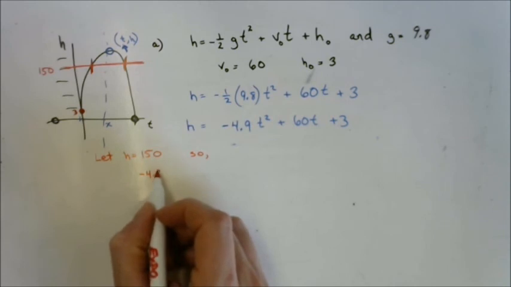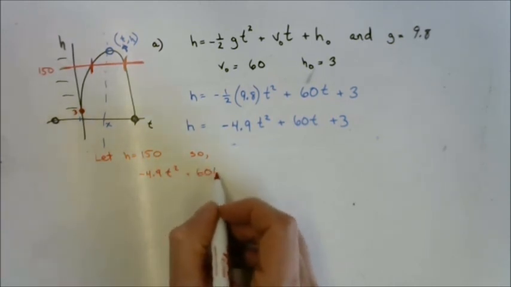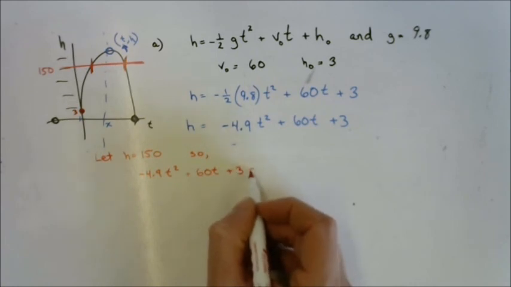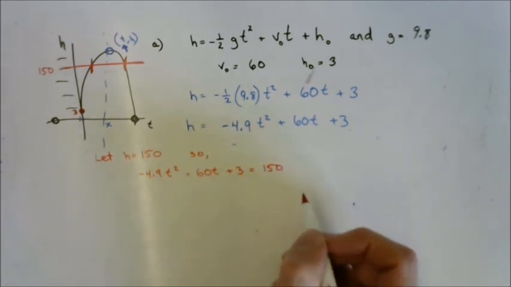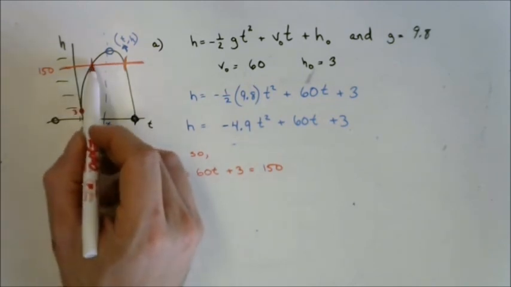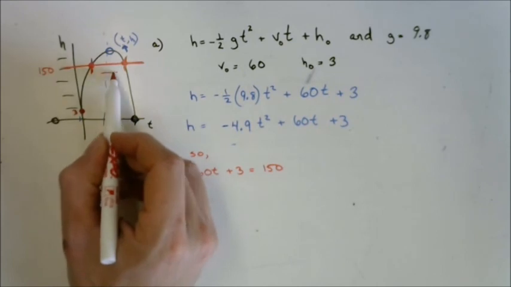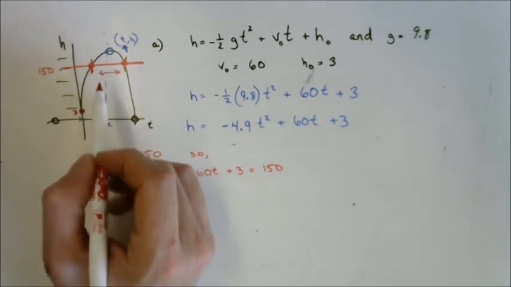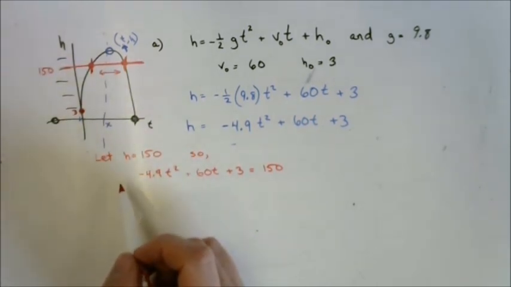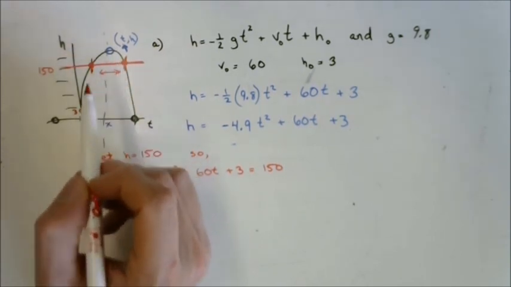Negative 4.9 t squared plus 60t plus 3 equals 150. We're going to find the two spots where it hits. We're going to find out where it equals 150, and then we'll be able to say, oh, it's above 150 meters in between those two positions. Right? This whole part, it's clearly above 150 meters. So that's what we're finding.